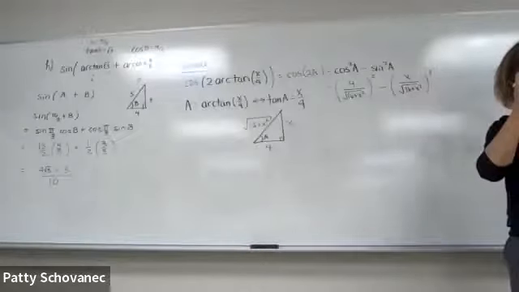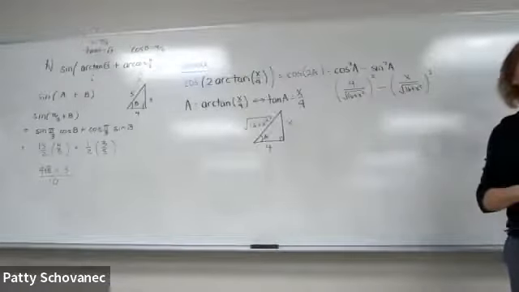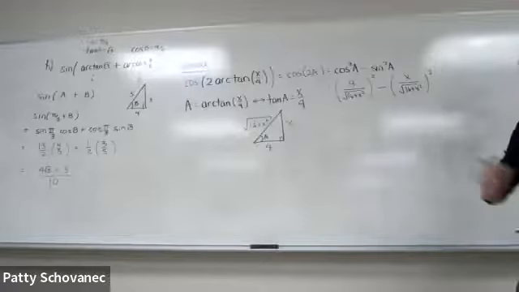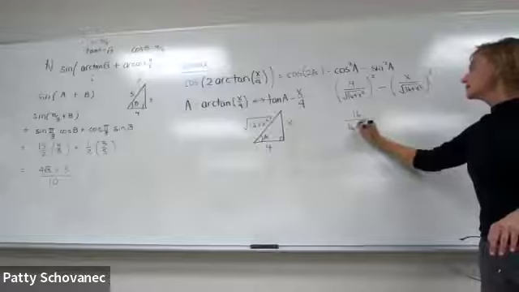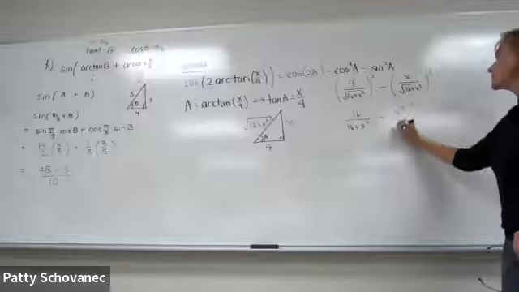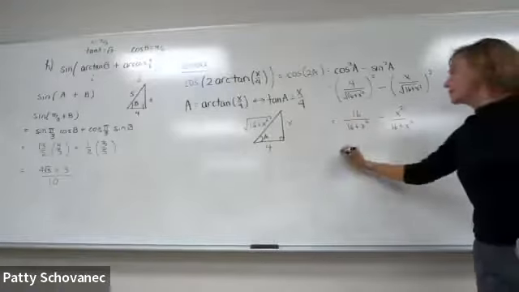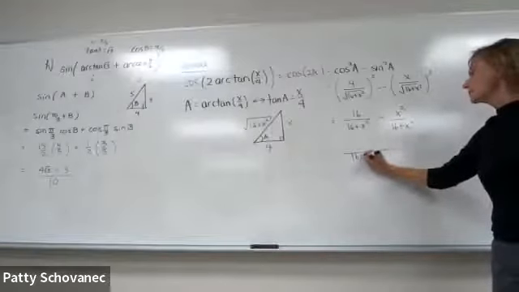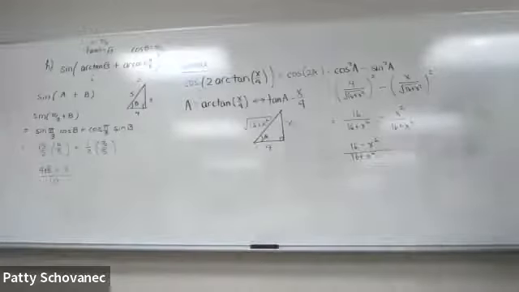Everybody okay to that point? When you square a fraction, you square the top and square the bottom. When I square the bottom, I just lose the radical sign. So I'm going to have 16 over 16 plus x squared. Here I'll have x squared over 16 plus x squared. And they have the same denominator. I can write them as a single fraction. And so I get 16 minus x squared over 16 plus x squared. Is that what you got?